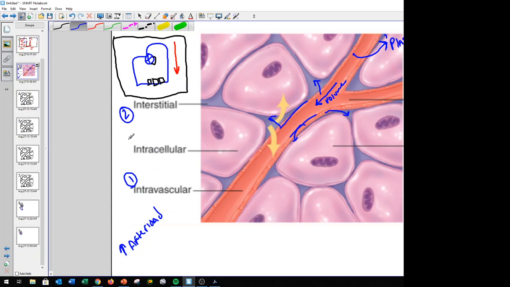Compartment number 3 is going to be your intracellular space or compartment. Intracellular compartment. That's this right here. All right, so you have intravascular, interstitial, and intracellular. What's unique about the interstitial space here?